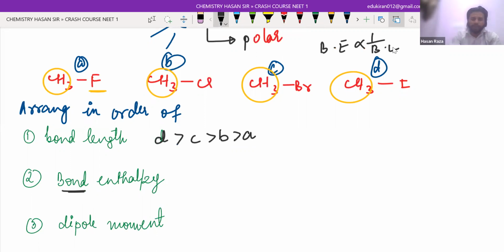Bond enthalpy is inversely proportional to bond length. That's why you can see fluorine having the lowest size, so it will have the most bond enthalpy, then A, B, C, and then D.